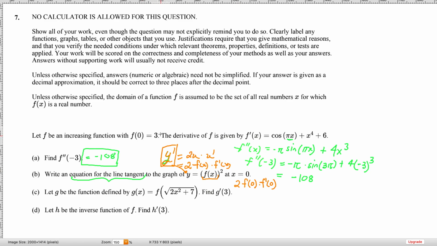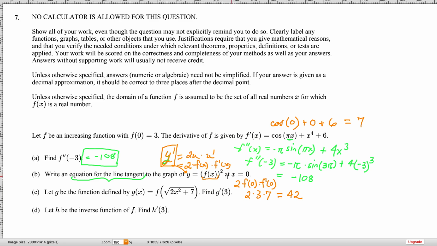They tell me that f of 0 is 3, so I have 2 times 3 times, now f prime of 0, let's plug in 0 into this, cosine 0, because 0 times pi is just 0, plus 0 to the fourth is just 0, plus 6 is equal to, you guys should see that cosine of 0 is 1, plus 6 is 7, so we get 7 here. And then I multiply, this is going to be 6 times 7, which is 42, and I have the slope of my tangent line.